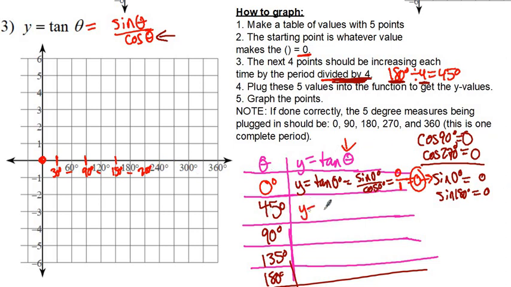So the tangent of 45 is the same as sine 45 over cosine 45, and that turns out to be equal to 1. So 45 degrees is about halfway between 30 and 60, definitely halfway between.